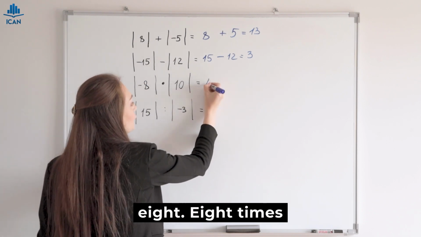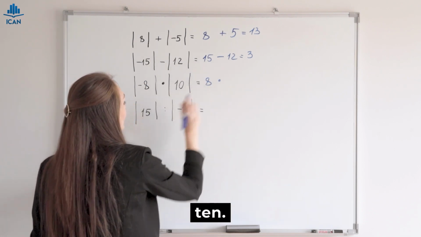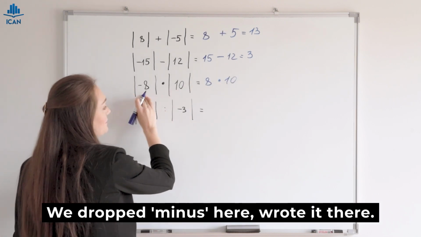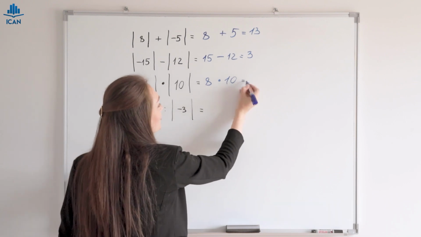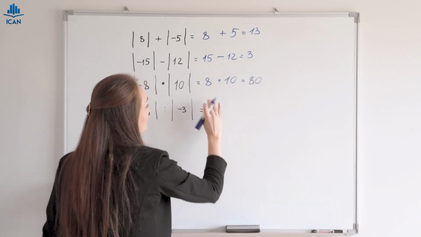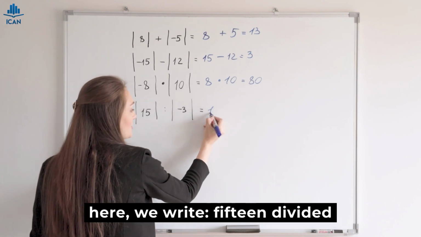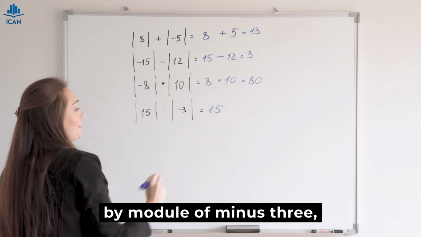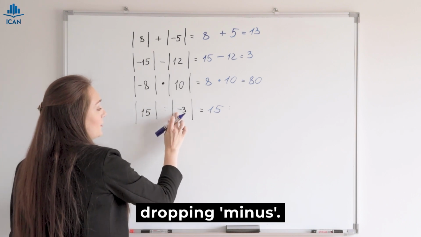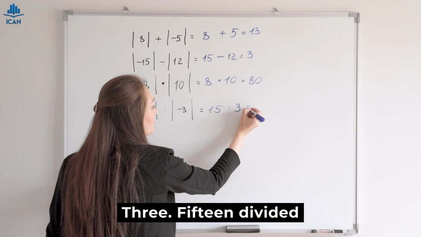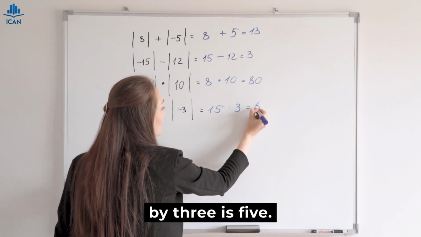Module of minus 8, times 10. Same thing, right? We dropped minus here, wrote it there. It's 80. 8 times 10 is 80. Positive number here, we write 15 divided by module of minus 3, dropping minus, 3. 15 divided by 3 is 5.